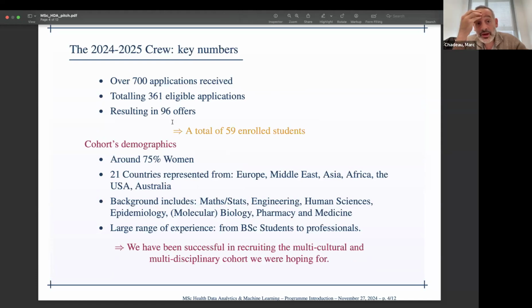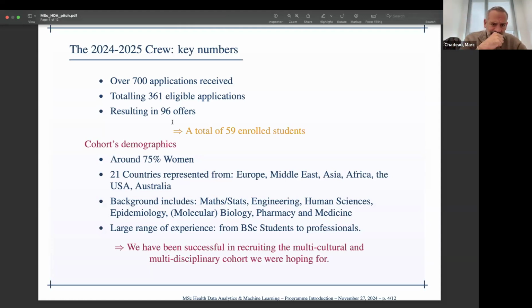So current year's numbers are similar, but with that increasing trend. We have received a very large number of applications, over 700 applications. And we ended up this year with 59 students. So quite a bit of an increase in the cohort size.